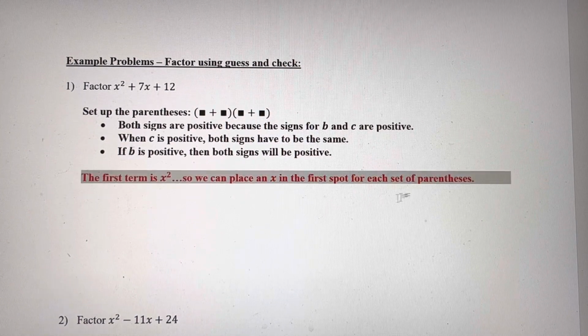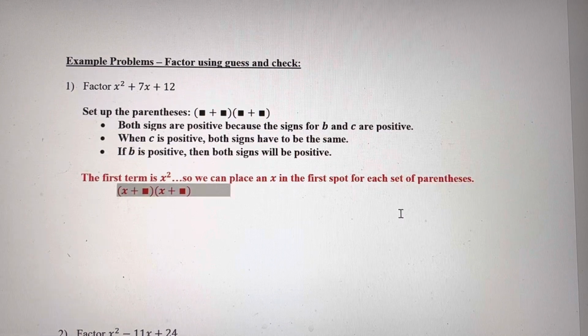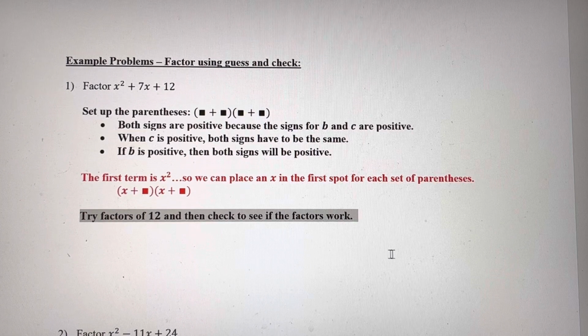Next thing, the first term is x squared, so we can place x in the first location, okay? So I've already filled 4 of my 6 spots. So the next thing I have to do is think about the number 12 here. What numbers could I multiply by each other to get 12? Okay, so let's try those factors of 12.